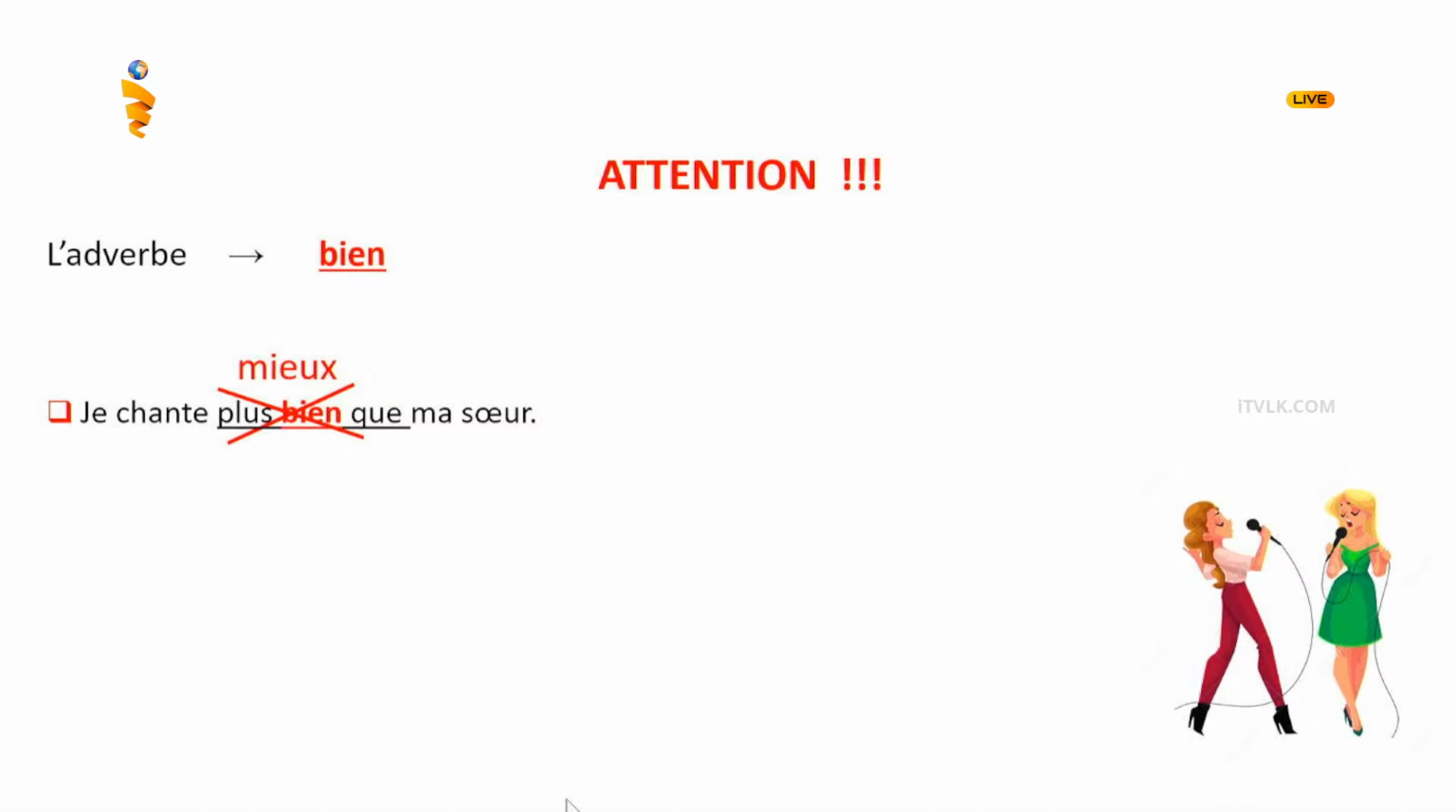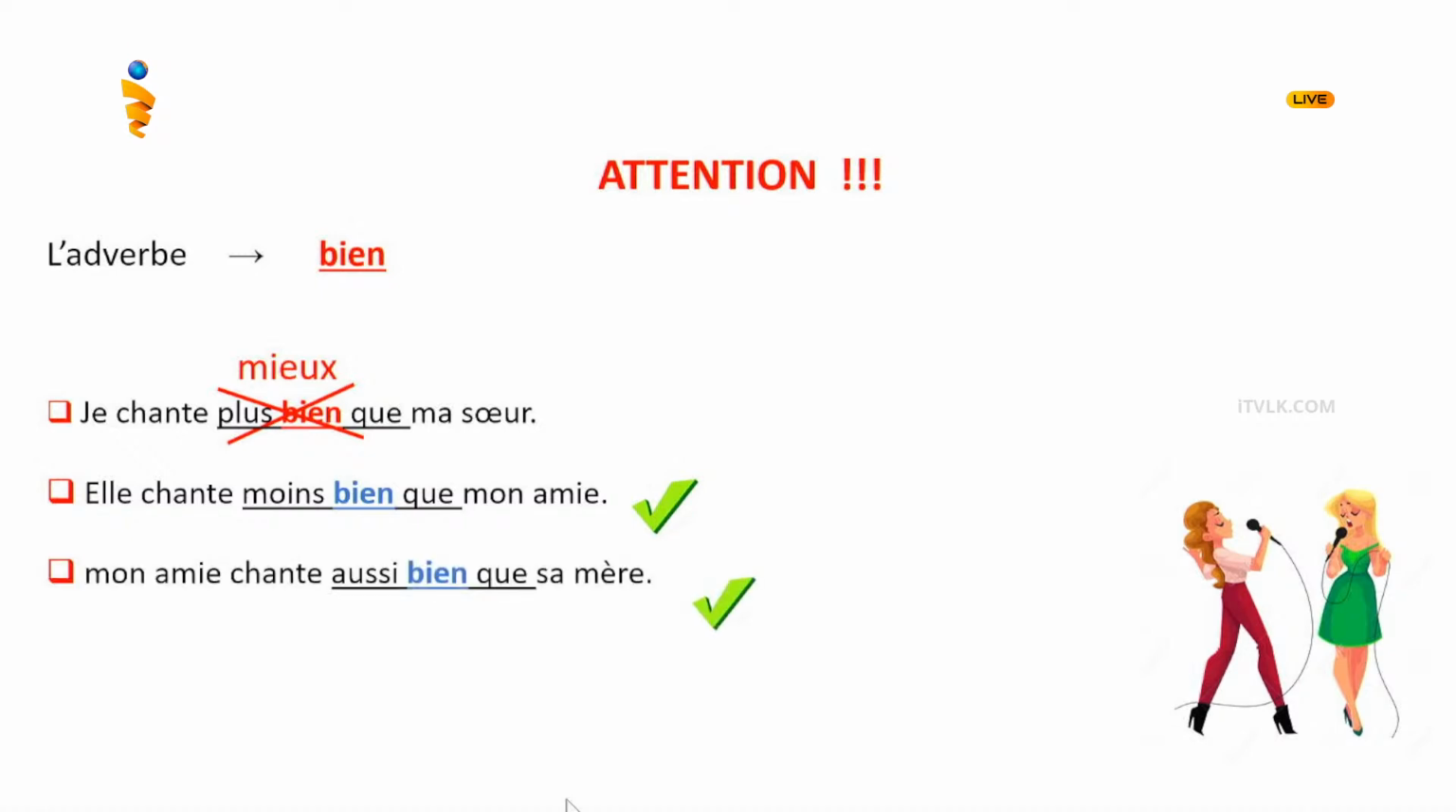I sing better than my sister. Elle chante moins bien que mon ami. No problem. You can use that format. Moins bien exists. The other one, mon ami chante aussi bien que sa mère. So there, we are talking about the equality. I wanted to indicate the equality here. So moins bien, aussi bien, no problem. But the thing you have to remember here is plus bien becomes mieux. Okay, that is the thing you have to remember when you are comparing with adverbs.